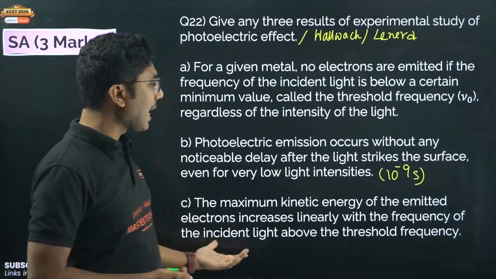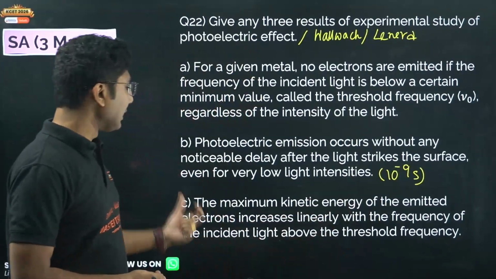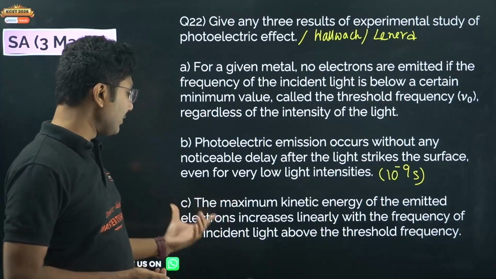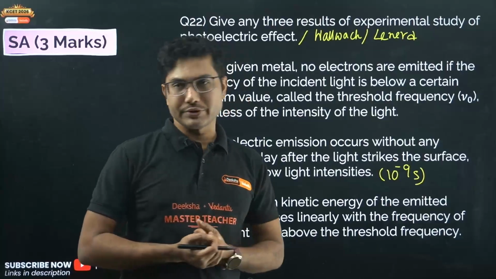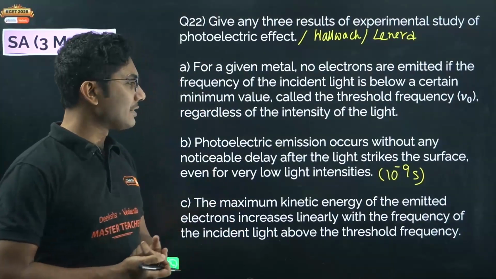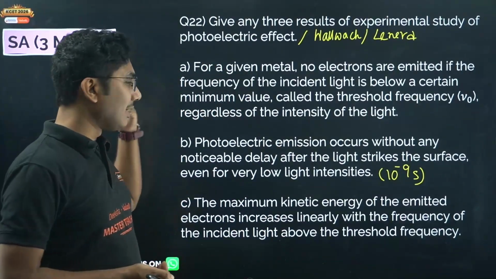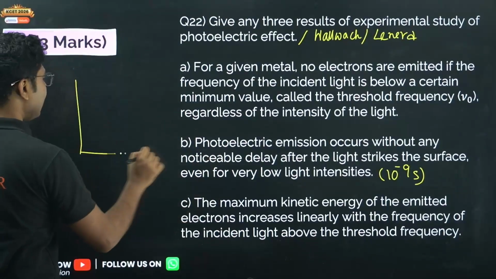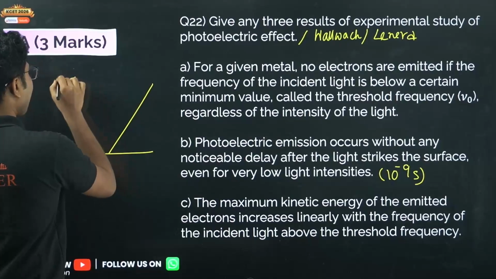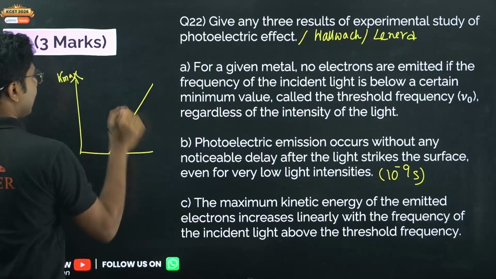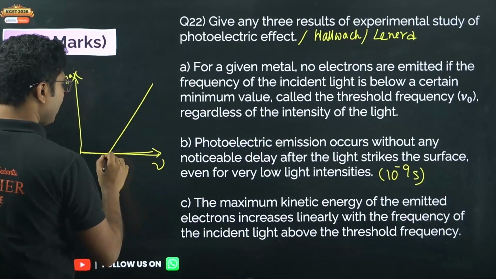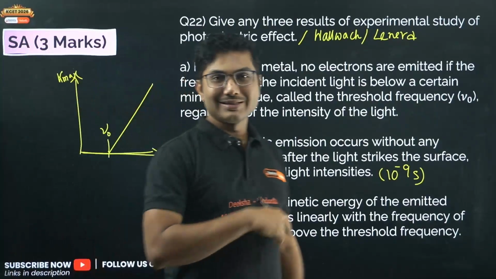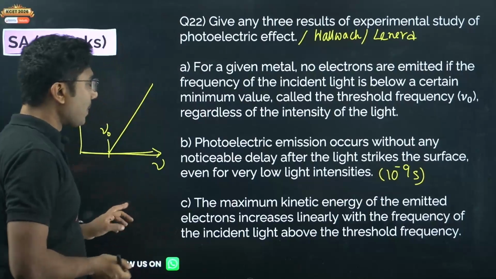The maximum kinetic energy of the emitted electrons increases linearly with the frequency of the incident light above the threshold frequency. Okay, this is K max and this is the frequency. This is the cutoff frequency nu naught, the intercept, otherwise this is a straight line. Right, now let's move on.